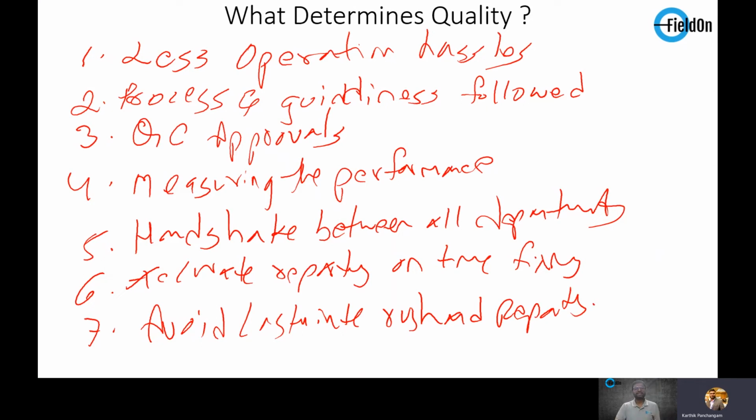If we consider these as the seven top reasons or seven top qualities that can determine the quality, if these are the parameters, then how do you measure it?